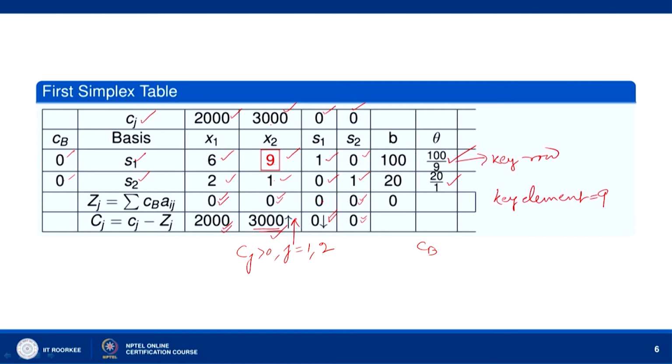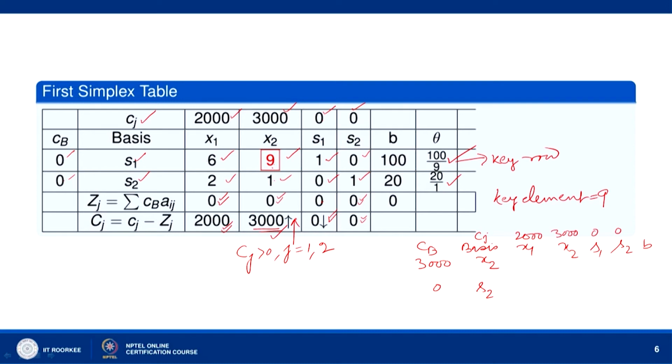So, the coefficient of X2 is 3000. The basis will contain X2 and S2, and the coefficient of S2 in the objective function is 0. We have X1, X2, S1, S2, B. So, this is 2000, this is 3000, this is 0, this is 0, this is the small Cj. Then we divide the key row by the key element.